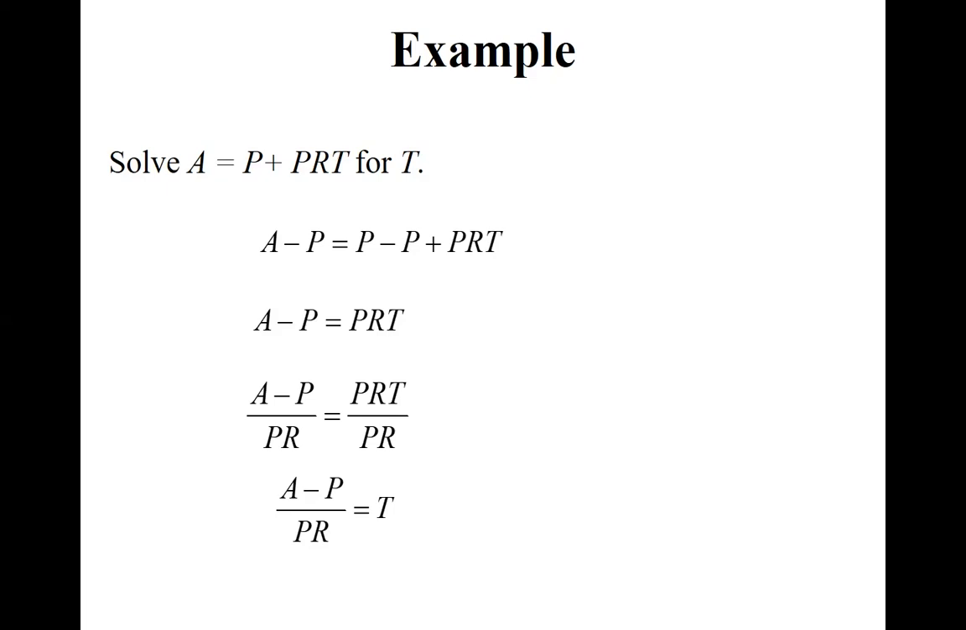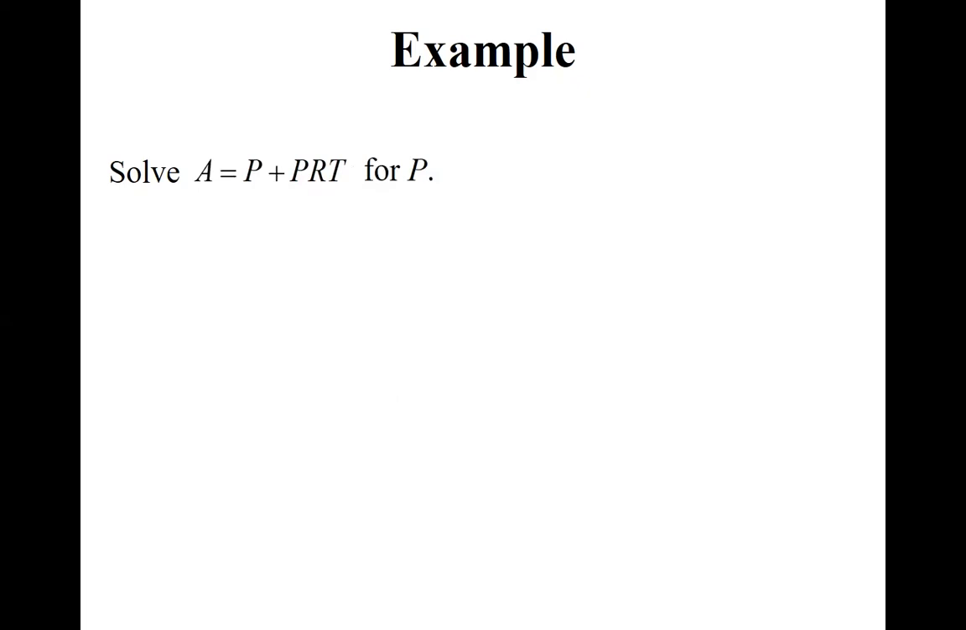This also wasn't the only variable we could have solved for here. Maybe we were asked to solve for R, which would be a similar process to this. We would just divide by PT at the end. Or more difficultly, maybe we're asked to solve it for P. The P is here twice.